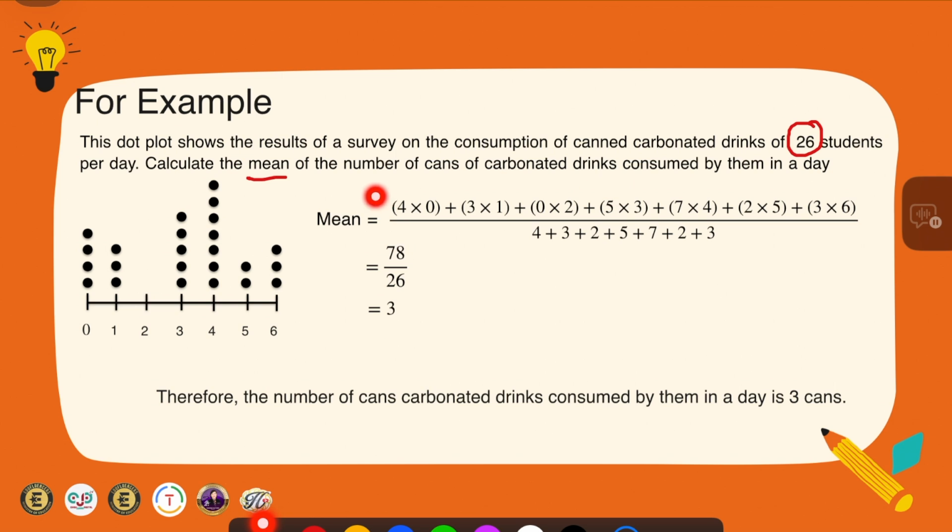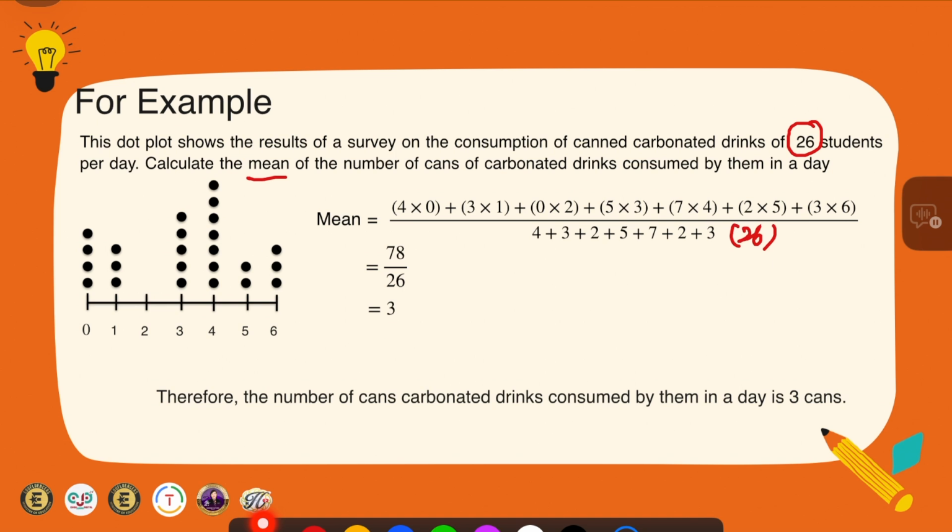Just use your calculator to press and sum up. You will get the answer, which is 78 here. All right. So for the bottom, there will be your frequency. The frequency will be the total of all the dots. But actually here it is given already as 26. You can always put 26. If you don't want to add them one by one, you can straight away put 26 as well. So this is equal to 26. Therefore, 78 divided by 26, your mean is equal to 3.